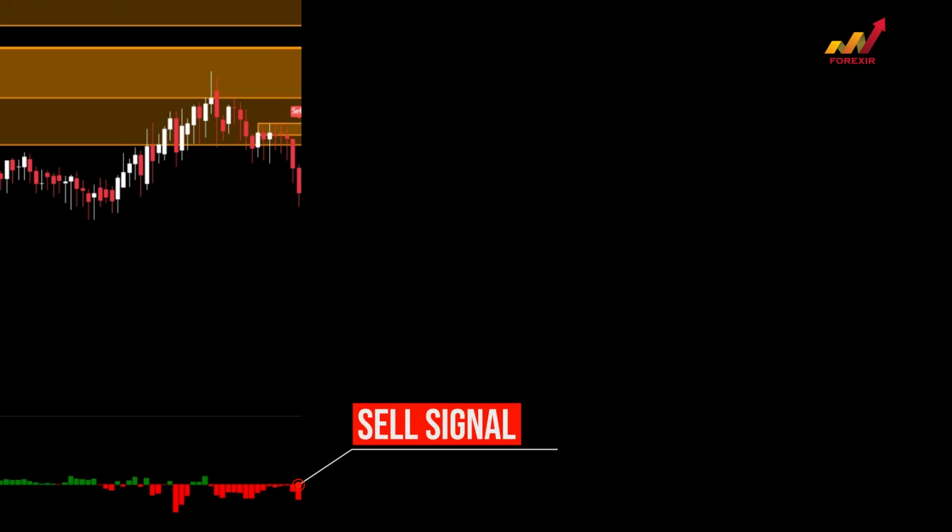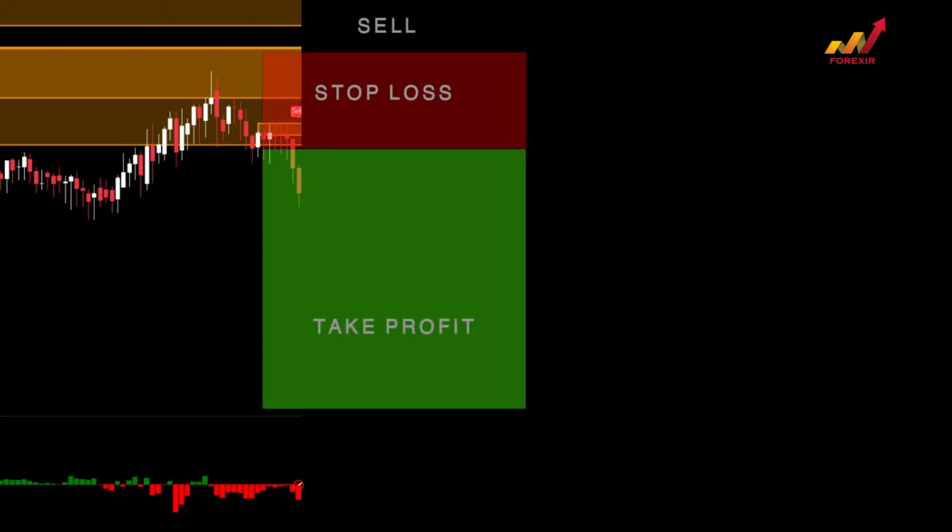Now look at the buy and sell pressure indicator. If the columns are red, we can open a sell position. Place the stop loss above the supply area. Adjust take profit risk to reward 1 to 2 or exit the position after the price reaches the demand zone. It is better to use the risk-free technique.